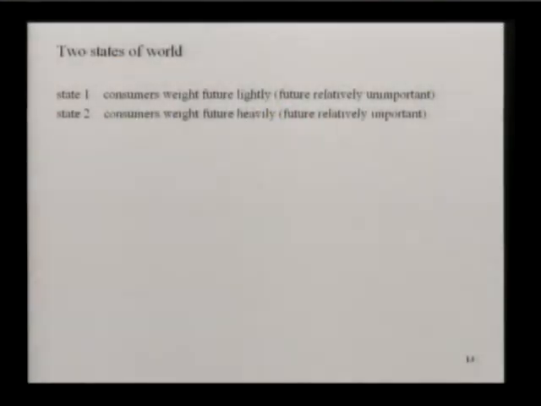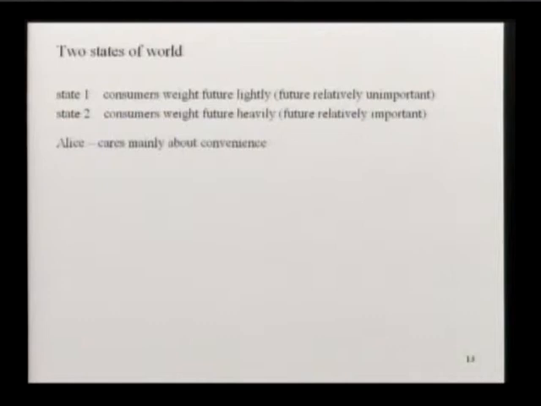Let's imagine that there are 2 possibilities. I'm going to look at a very simple example. Let's suppose that there are just 2 possibilities for what Alice and Bob might want. We'll call them 2 states of the world. In one state of the world, the first state, we'll suppose that Alice and Bob care mostly about their current consumption. They don't put too much weight on the future. And in the other state, state 2, they put most of their weight on future consumption, not so much on the present. Now, how does that translate into their views on energy?